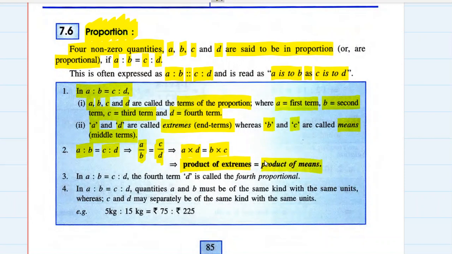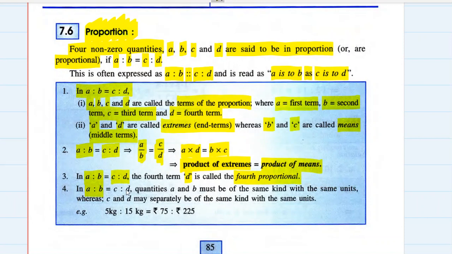You might have heard this formula. This is a very, very common formula for proportion, very useful also. We can find any unknown or missing value with the help of this formula in the case of proportion. In A is to B is equal to C is to D, the fourth term is called fourth proportional.